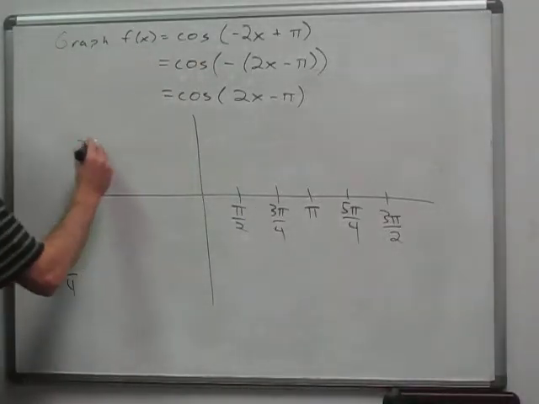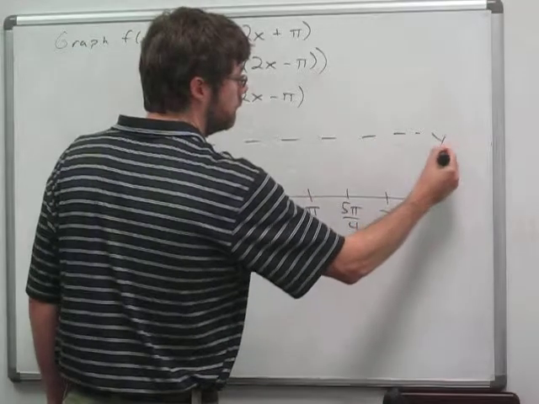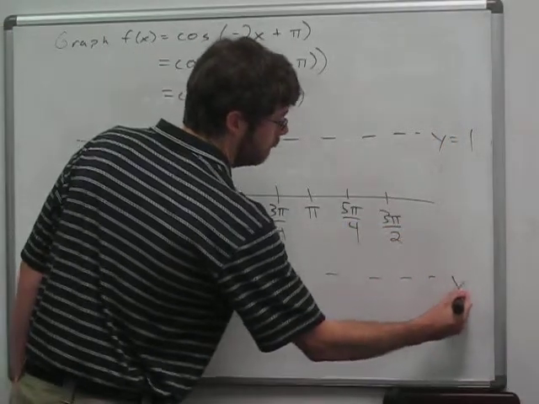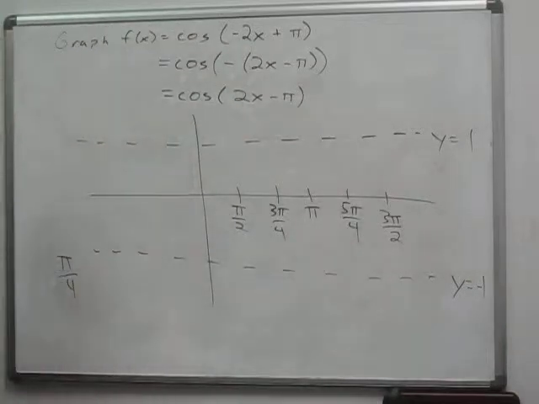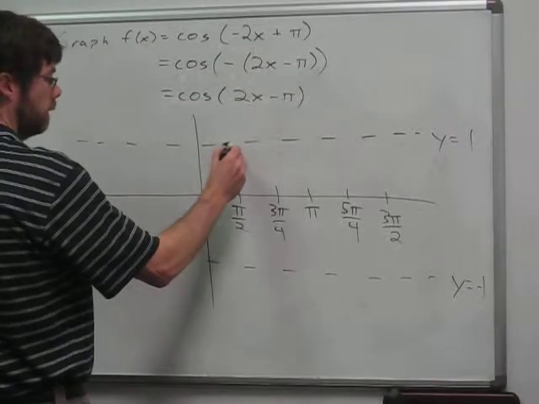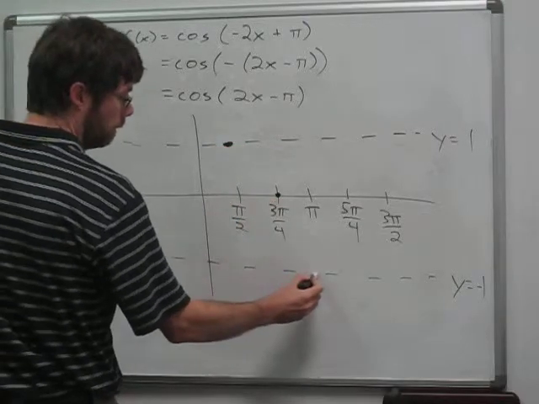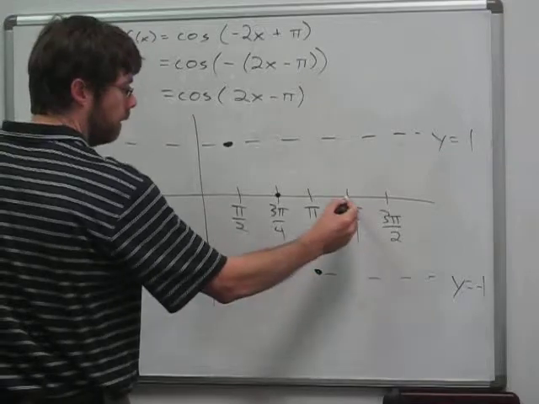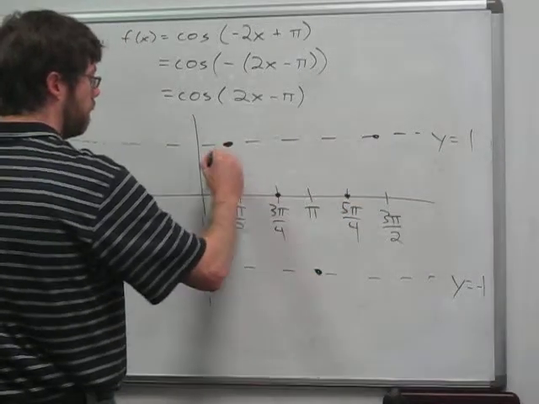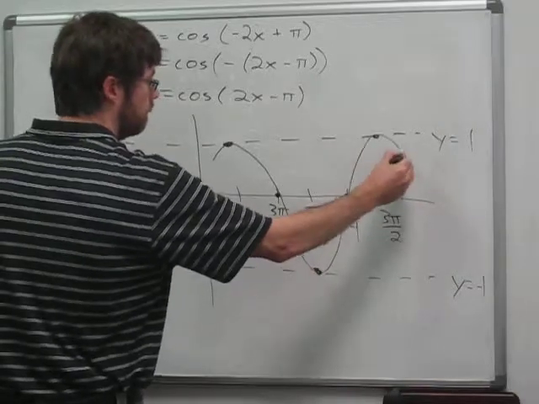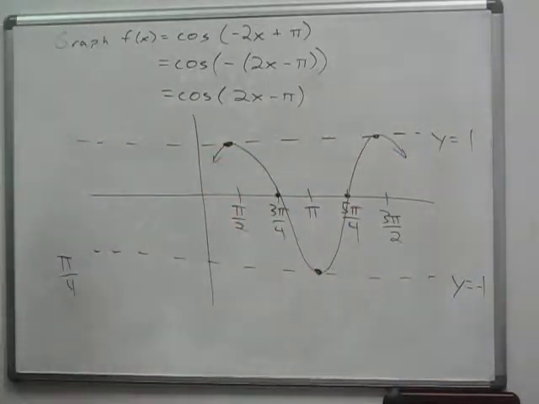The amplitude, we never changed the amplitude on this guy, so it's still 1. And we have the cosine curve, so I'm going to start at a peak, go down to 0, down to -1, and back up. So there's one cycle of this cosine curve.